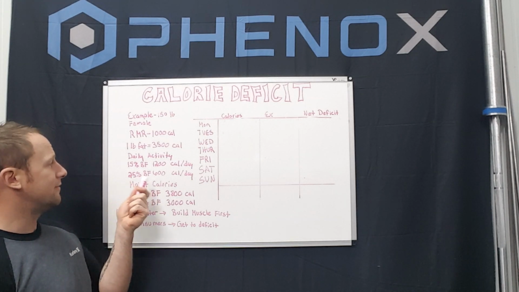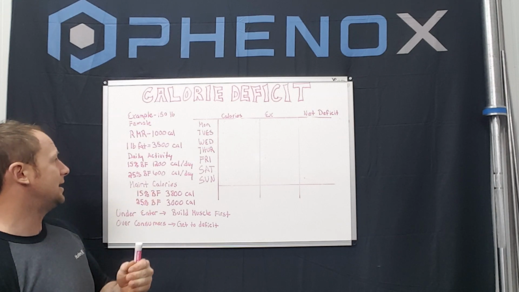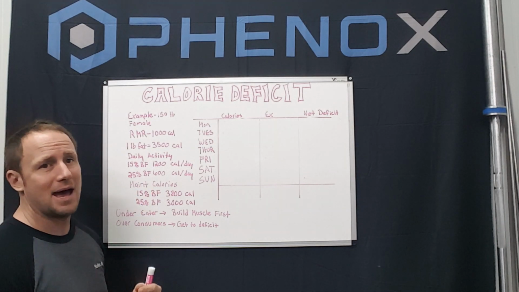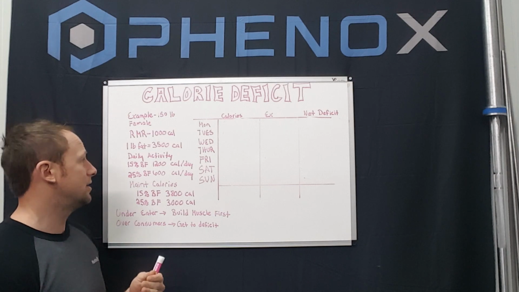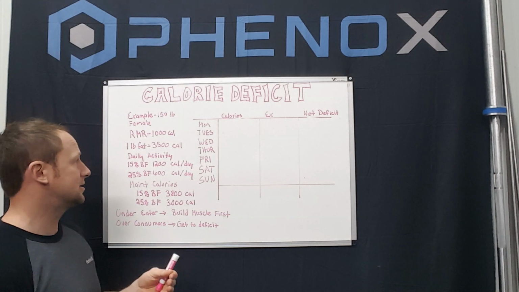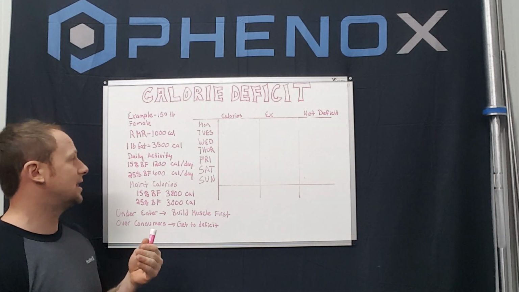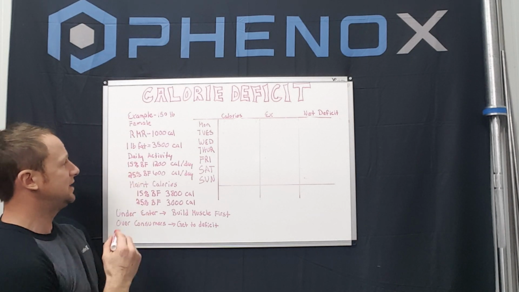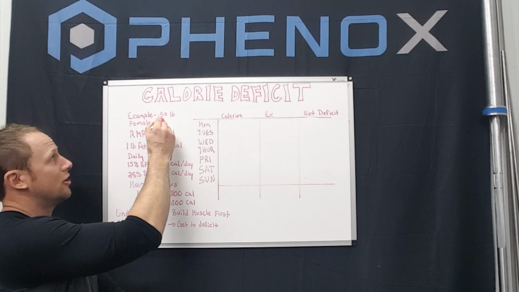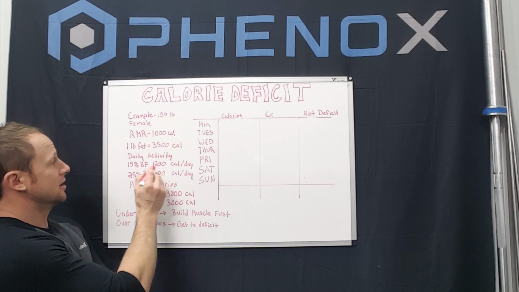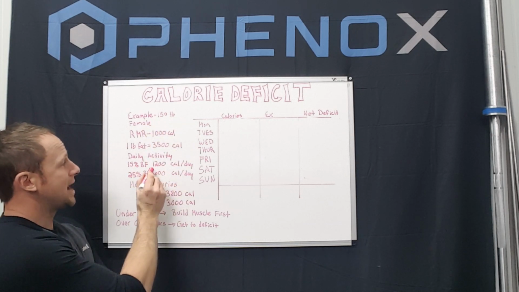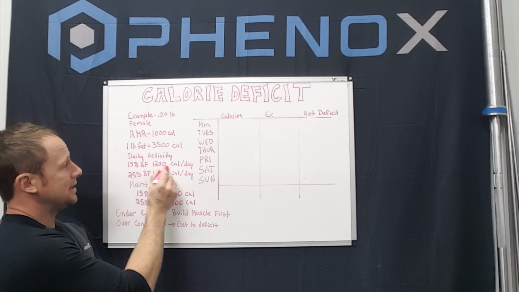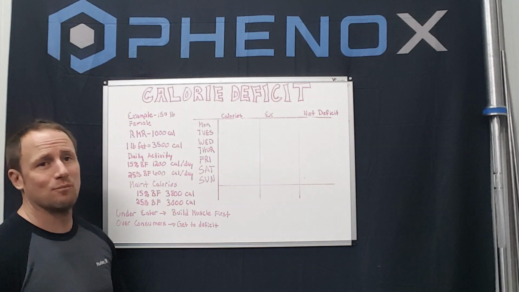The other part of that I would like you to realize is how much muscle mass you actually have, which really dictates a lot of the numbers that you will need to know. For example, someone at 15% body fat at 150 pounds is going to burn a lot more calories per day just because they have more muscle mass.